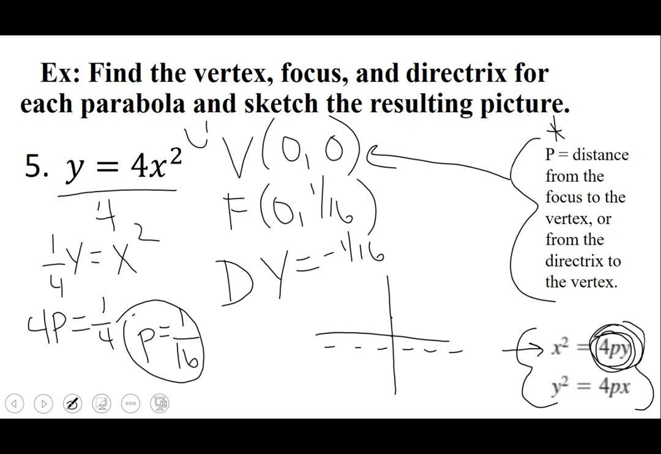And that means that your focus is here, your vertex is here, and you're going to have a parabola that faces up. The truth is, a lot of these graphs are going to wind up looking fairly similar because you're not really accounting for the width, but that's perfectly fine so long as you have the correct values for the vertex, the focus, and the directrix.